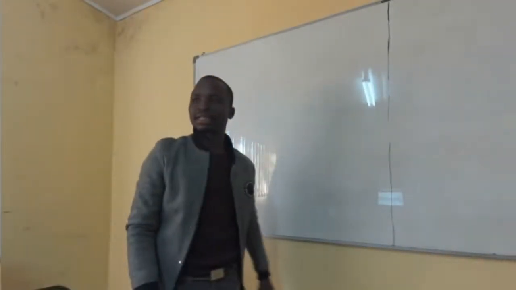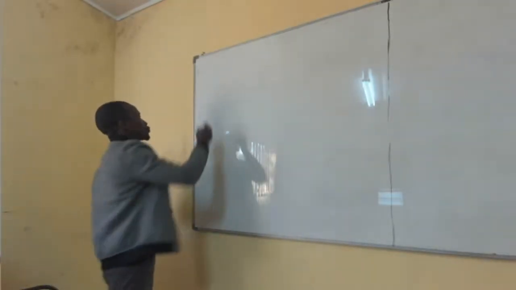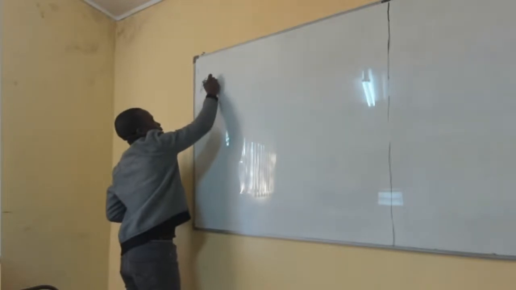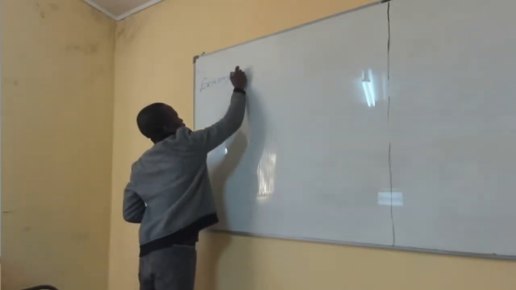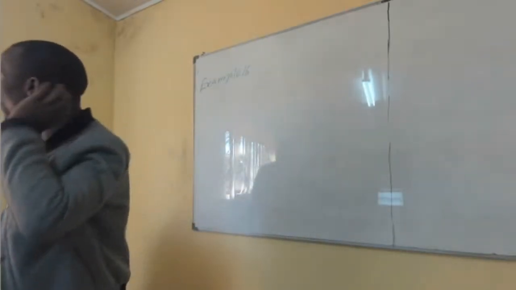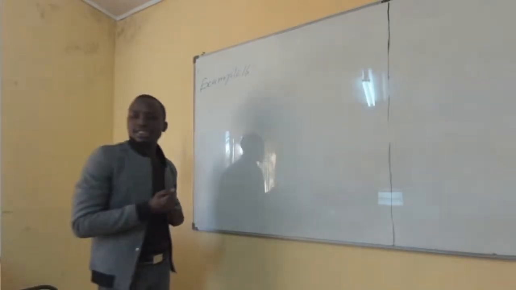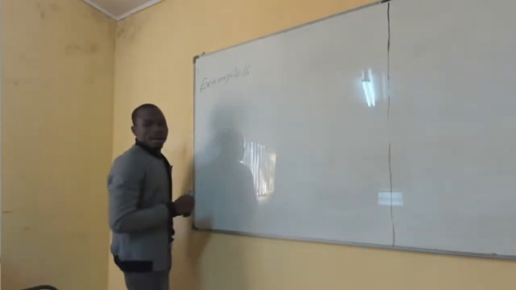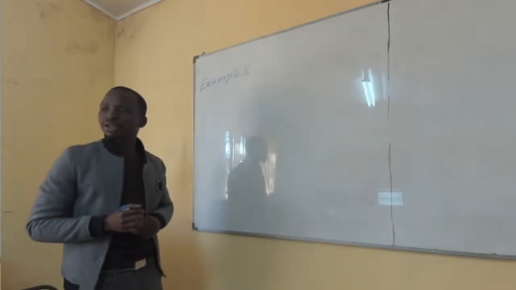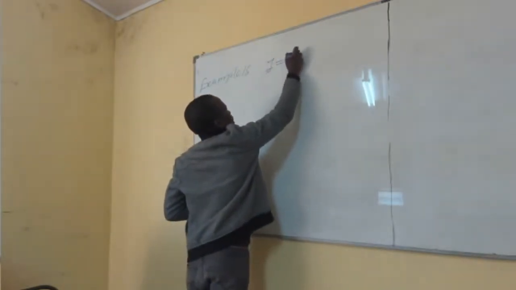So let's look at example number 16. It says the portion of a curve. We have a curve y equal to x squared.